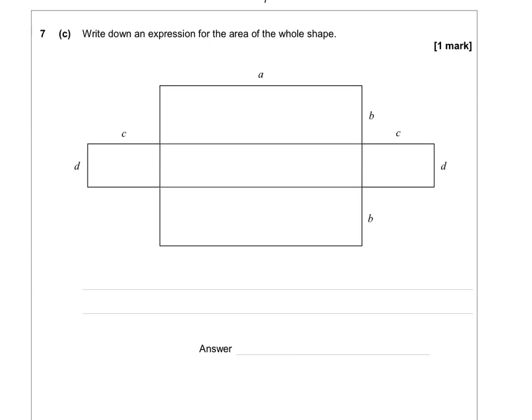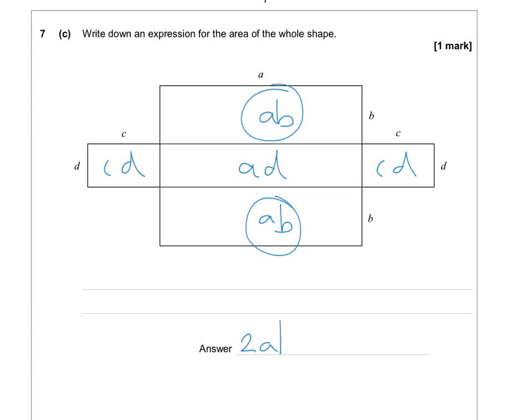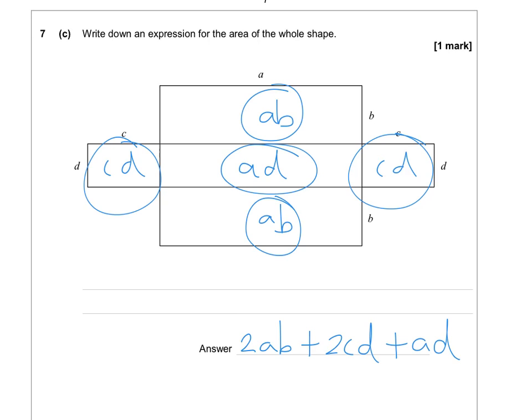7 part C. Write down an expression for the area of the whole shape. Well, write down the area of each of the rectangles, AB, AD, AB, CD, and CD, and then collect like terms. We have two ABs, so that's 2AB. We have two terms which are CD, so 2CD, and a final term which is AD.